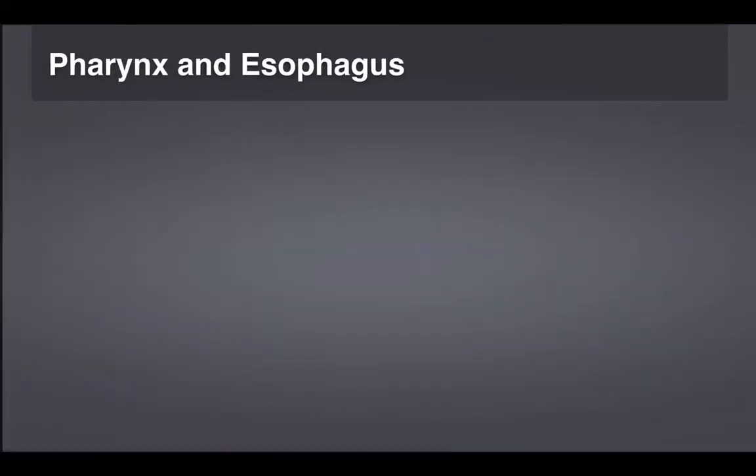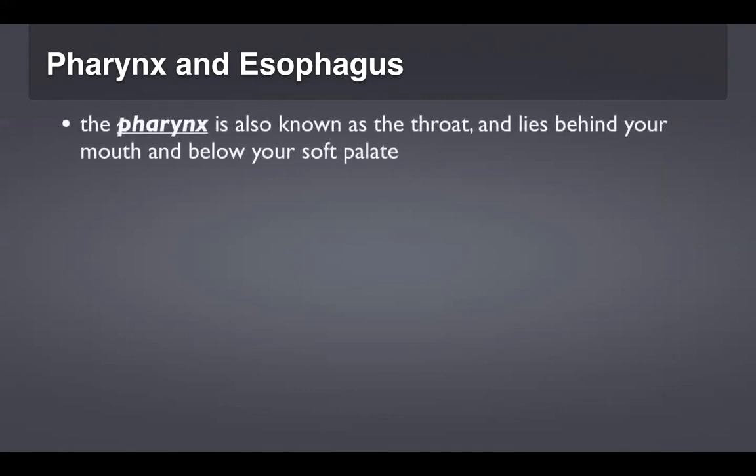The two next structures are the pharynx and the esophagus. These two we've talked about in the respiratory system previously, because they have a commonality with the respiratory system. The pharynx, certainly. The esophagus lines up with the trachea. So the pharynx is also known as the throat, and that lies behind your mouth and below your soft palate.